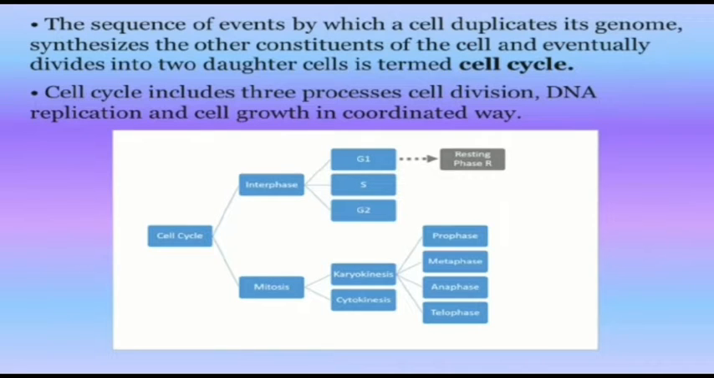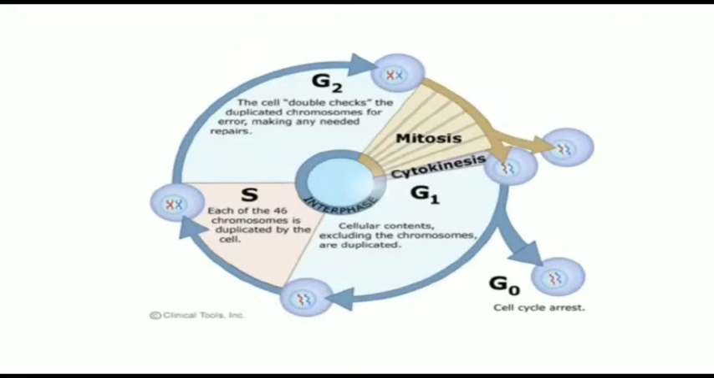In interphase there are G1, S and G2, which is also known as the resting phase R, and in mitosis there are karyokinesis and cytokinesis. Karyokinesis further categorizes into prophase, metaphase, anaphase, and telophase, as you can see from the diagram given here. Interphase is divided into three further phases, which are G1, S and G2.